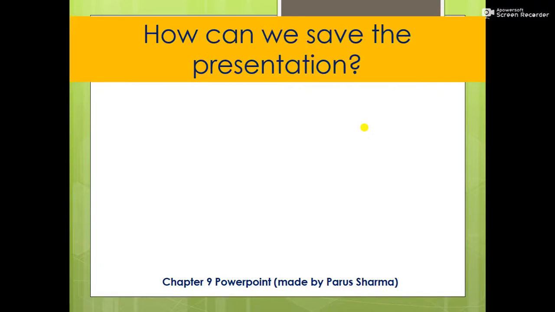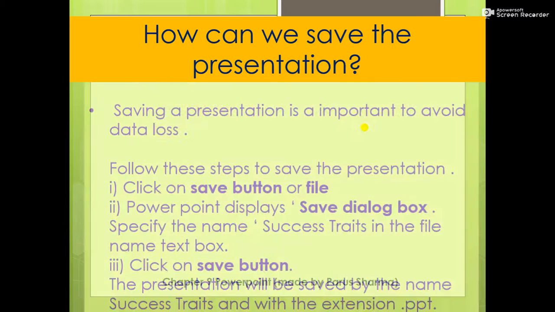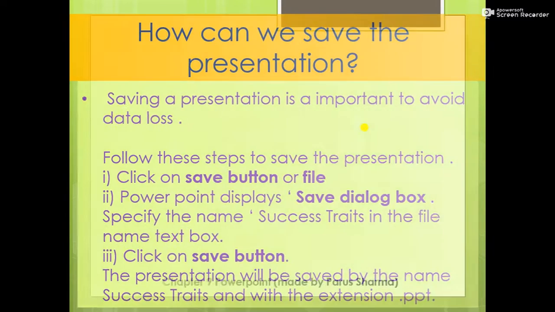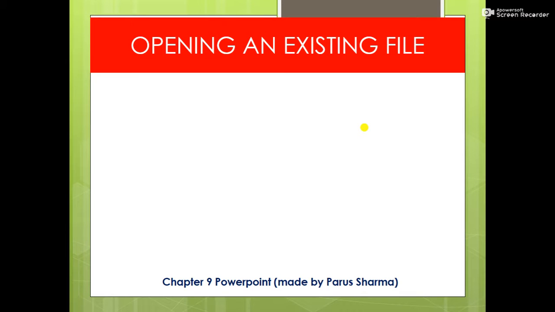Then how can we save the presentation? After doing your work or making your presentation, you want to save that. So for that you have to click on the File tab, then click on the Save button. The Save dialog box appears where you type the file name and then click on the Save button in that dialog box. Then how to exit the PowerPoint presentation?